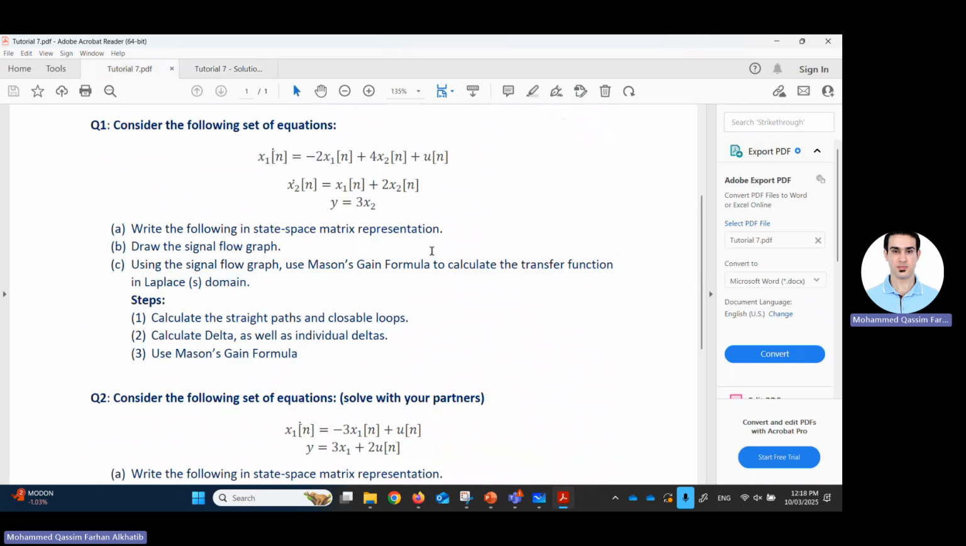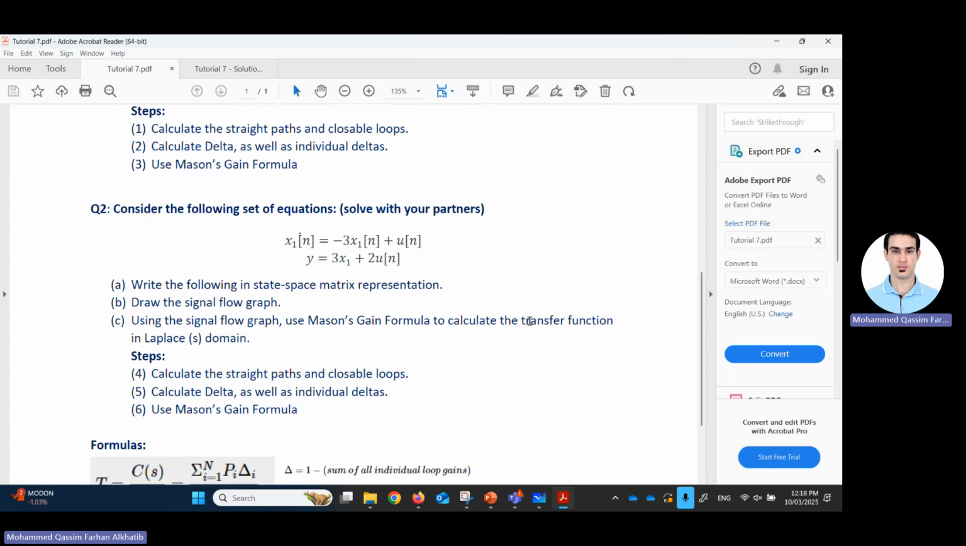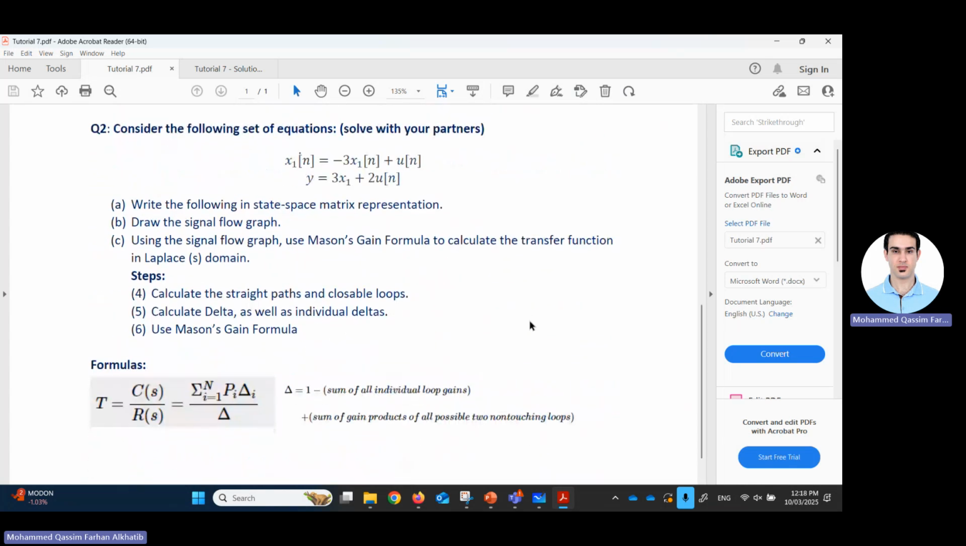Second question. Consider the following set of equations. Solve it yourself, work on it, give it a try. This one, there is no x2 actually. It's straightforward. So you have only u, x1 prime, x1, and y. And there is no need to do the state space representation.